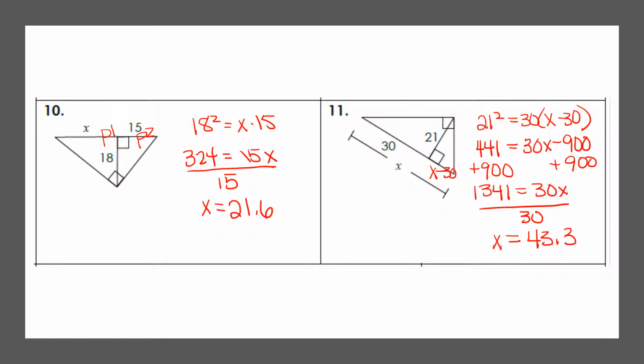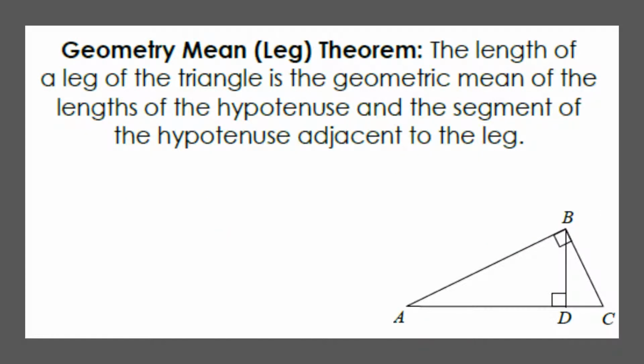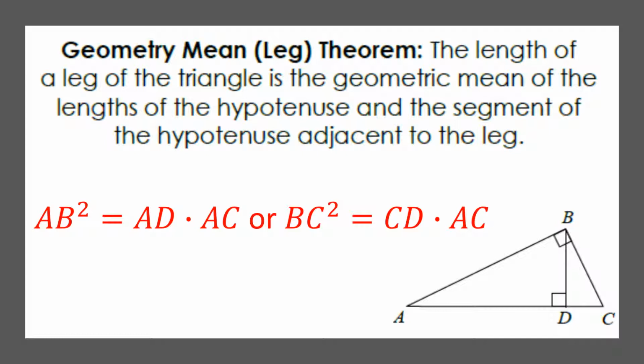Okay. The geometric mean leg theorem says that the length of the leg of the triangle is the geometric mean of the lengths of the entire hypotenuse and the segment of the hypotenuse that's adjacent to the leg. In other words, if I broke it down by this triangle, I could say that AB squared, that side squared, equals AD times AC, so part times whole, or BC squared is equal to CD times AC. I break it down a little more into layman's terms, and I said that the leg squared is equal to the part times the whole, the part that touches it times the whole length.